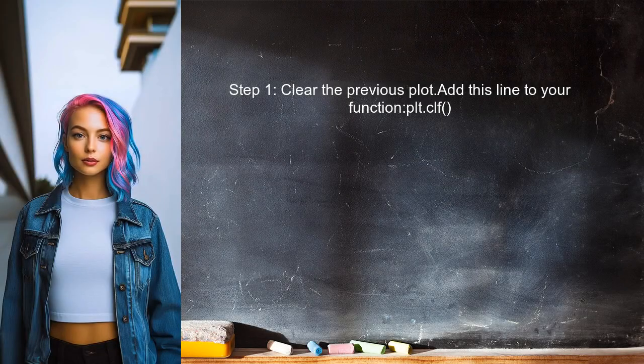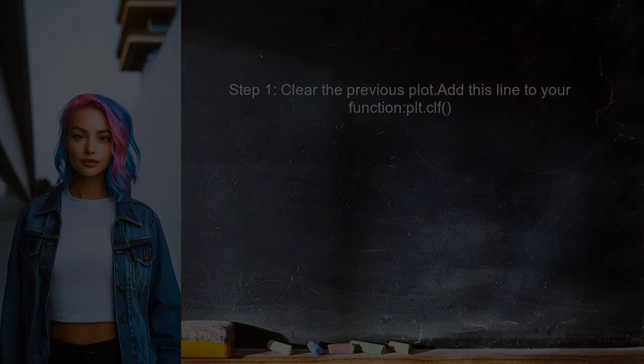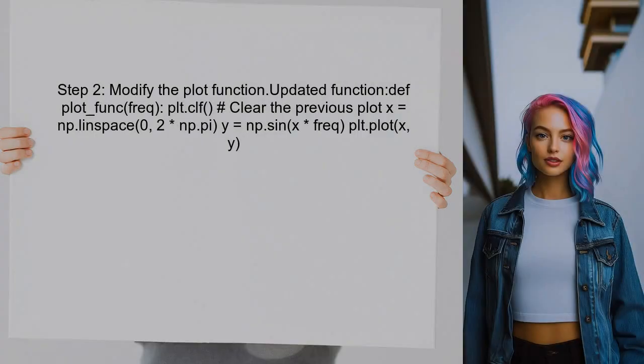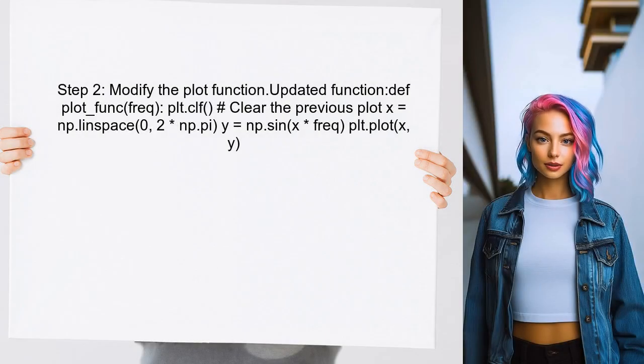To achieve a single interactive plot that updates with the slider, the user should first clear the previous plot before drawing a new one. This can be done using the plt.clf function. Next, the user should modify the plot function to include this line. This ensures that each time the slider is adjusted, the previous plot is cleared before the new one is drawn.